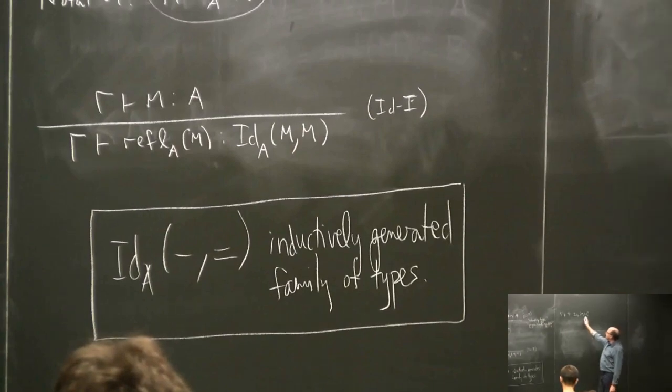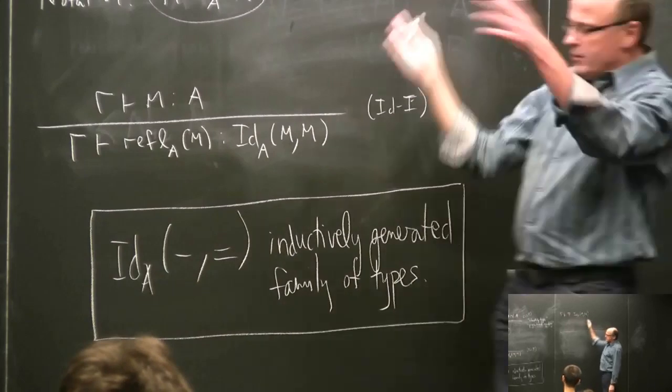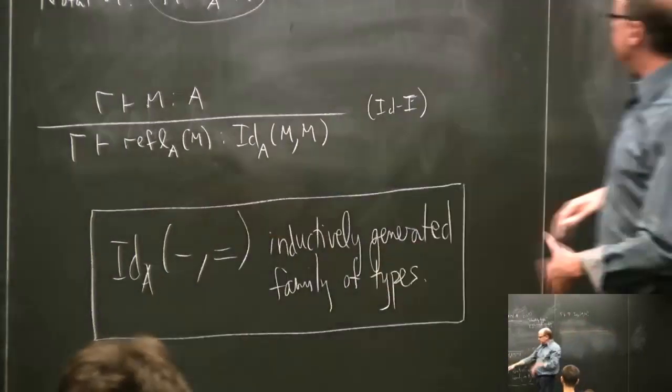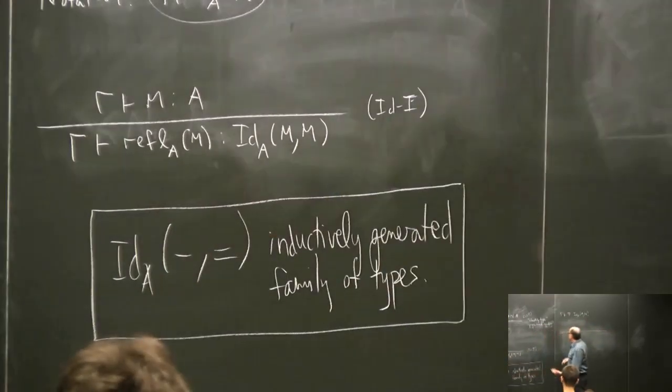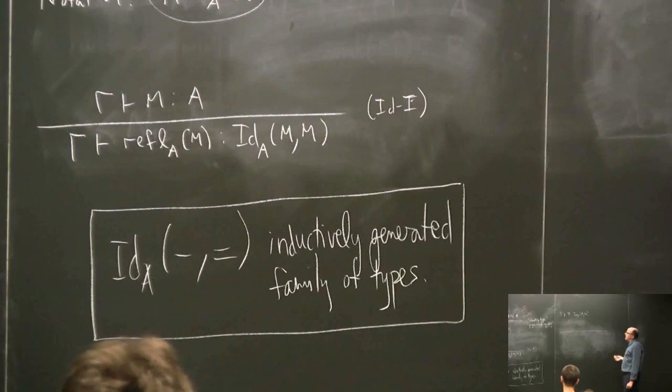So the idea is that this is an instance of this family, M and N. There's a particular instance of that family. So all possible M's and N's of type A can go in here. Here's a particular choice of them, and I have a proof that they're equal. Okay, so I want to now reason from that fact.